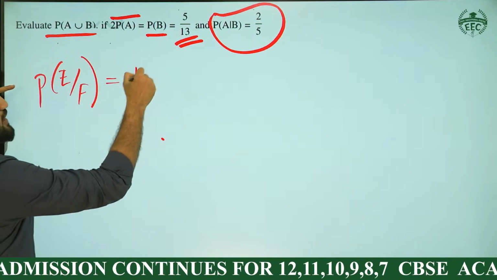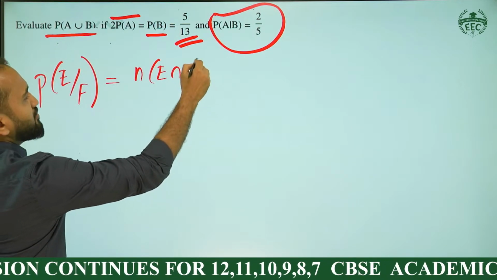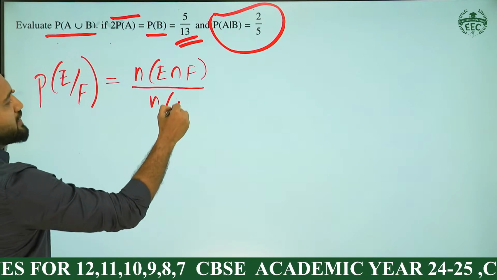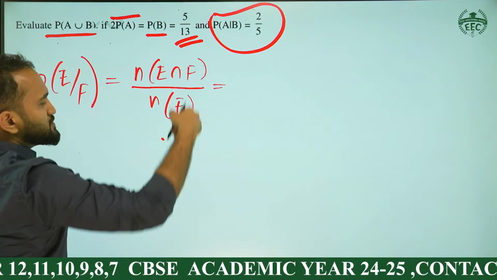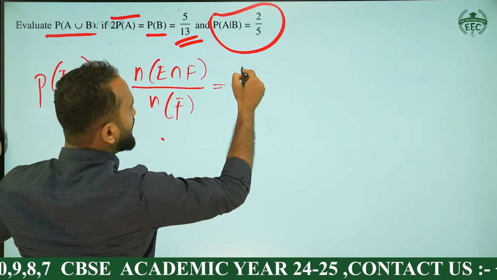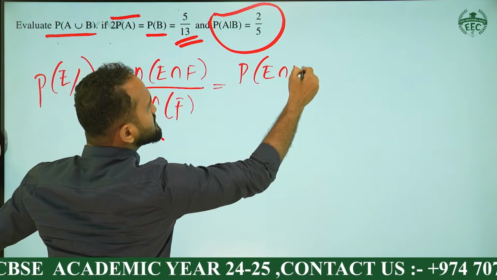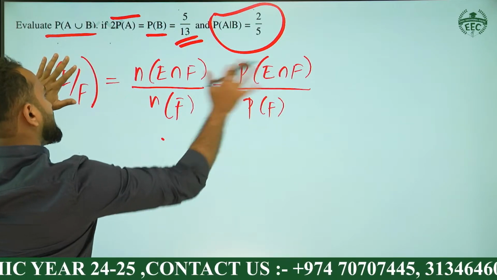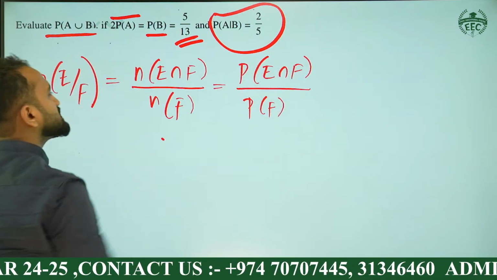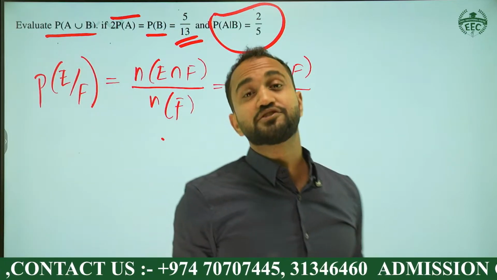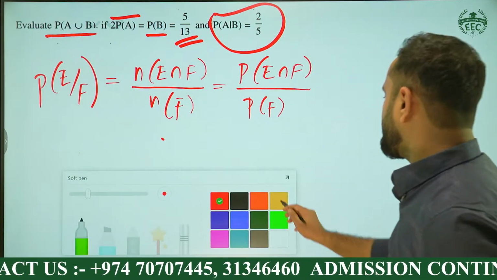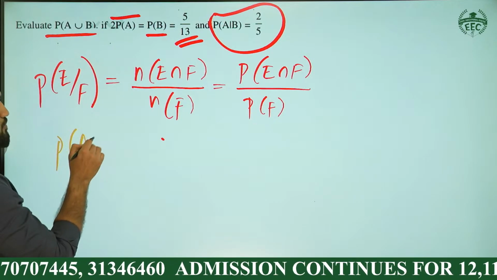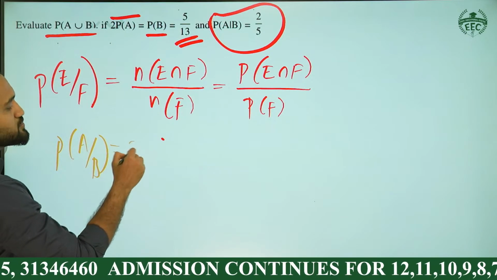P of E bar F, the probability of event E based on the condition that F had occurred earlier, is defined as N of E intersection F divided by N of the denominator part, that is F. If you divide both by the sample space, you can also modify the same expression as P of E intersection F divided by P of F, which is the most commonly used expression for conditional probability. So here in this question, it is given that P of A bar B is equal to 2 by 5.